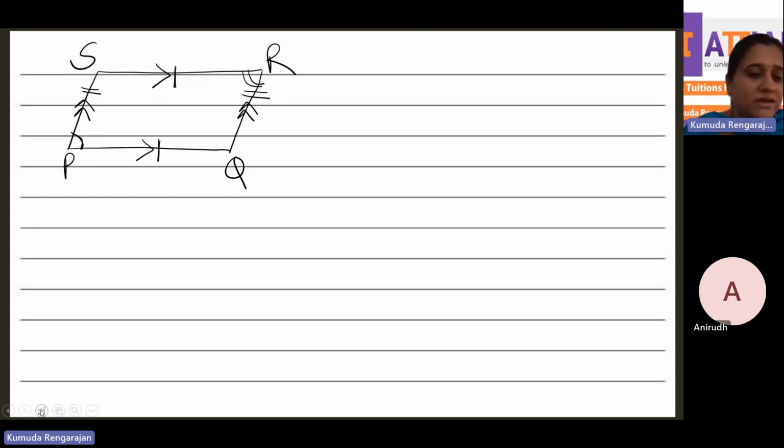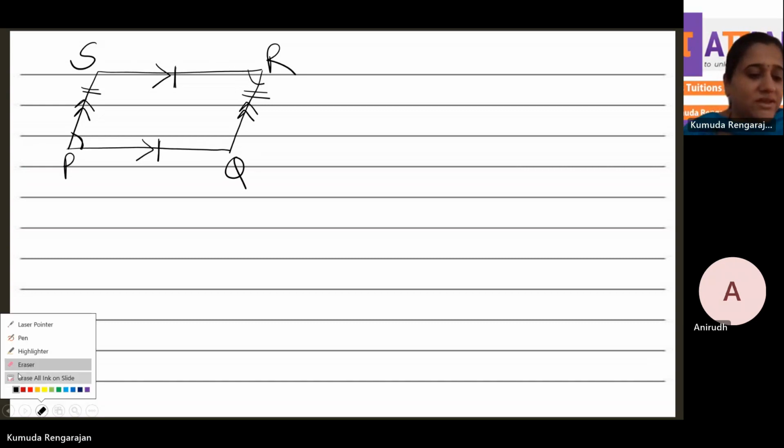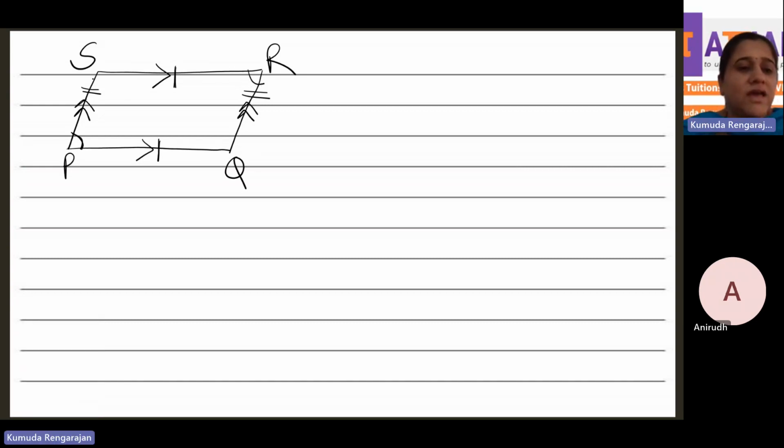Then which is the other pair of equal angles? S and Q. So how do you mark it? Angle S, you should mark it double like this. Angle S is equal to angle Q.